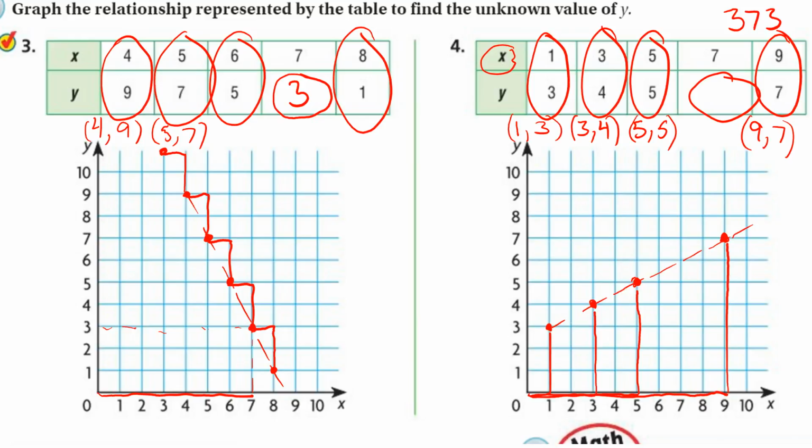Pretty good. And so now I can see when X is 7, if I rise from 7, remember X is my run, so I run over to 7. If I rise from 7 till I hit that line, I'm going to hit it right about there, which would mean my Y value is going to be 6. Now you can also see it, I'm going up 1 over 2, up 1 over 2 once I get some of my points. And again, that proves that that's where I need to be on my line, up 1 over 2.